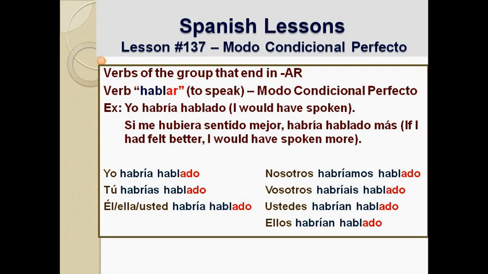So, see how vosotros and ustedes mean the same thing. They are synonyms. They both mean you plural. But vosotros is the pronoun that is used in Spain, and ustedes is the pronoun that is used in Latin America. And although they mean the same thing, you can see that the conjugation is different. Vosotros habríais hablado and ustedes habrían hablado. Actually, ustedes conjugates exactly the same as the pronoun ellos or they, right?